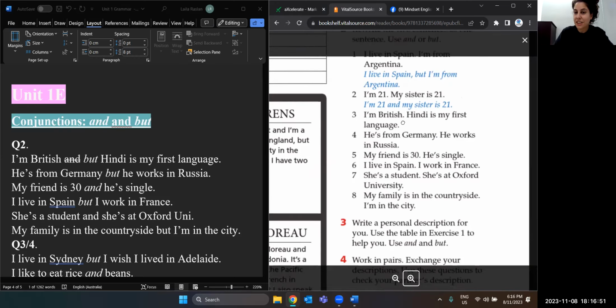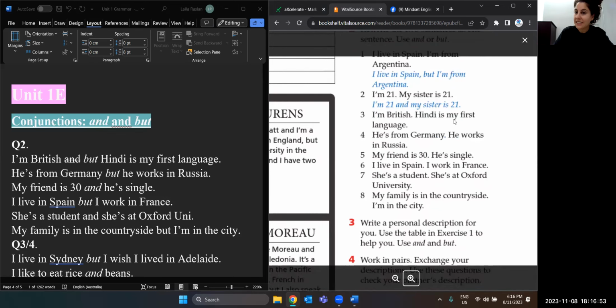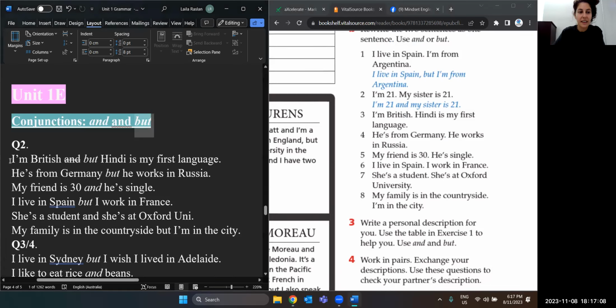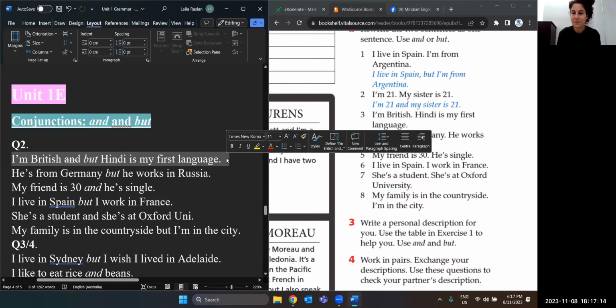So let's do number 3. I'm British. Hindi is my first language. British and Hindi are two different things. So we can't say and because we're not adding information about the same thing. So it would be I'm British, but Hindi is my first language. So can you see how it's but?